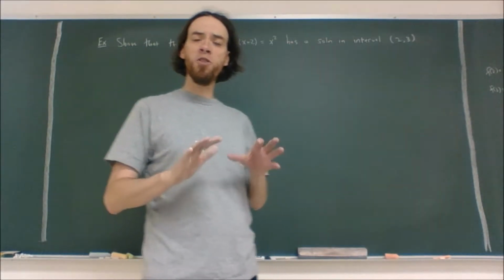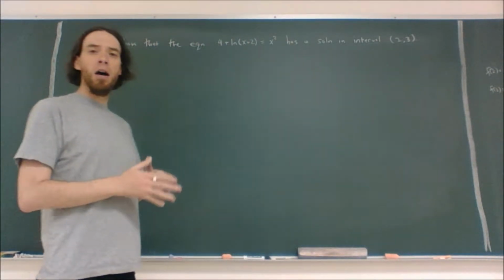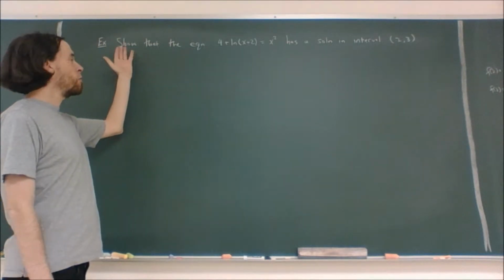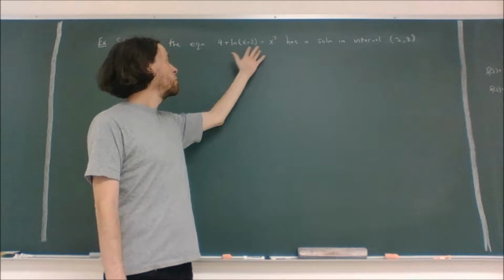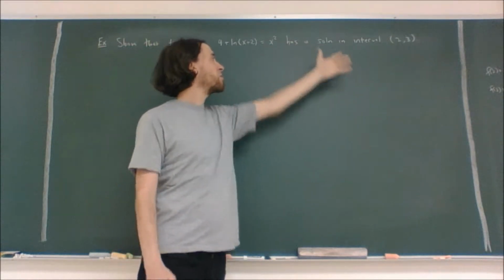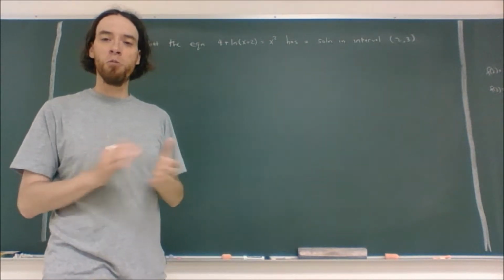Okay, so we're ready for our second and final example. And let me read it to you. So this is going to be to show that the equation 4 plus natural log of x plus 2 equals x squared has a solution in the interval 2 to 3.